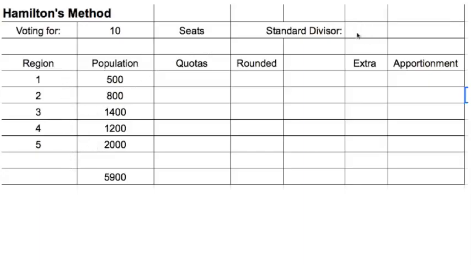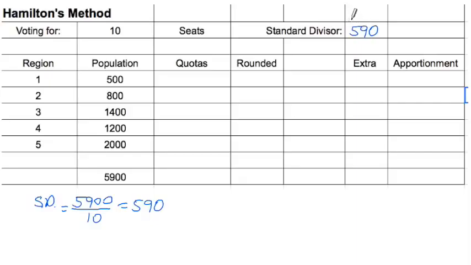So to find the standard divisor, we would take the entire population and divide it by how many people we're voting for. In this case, 10, which makes the calculation nice. So our standard divisor is 590. So I'll put that up here, 590.